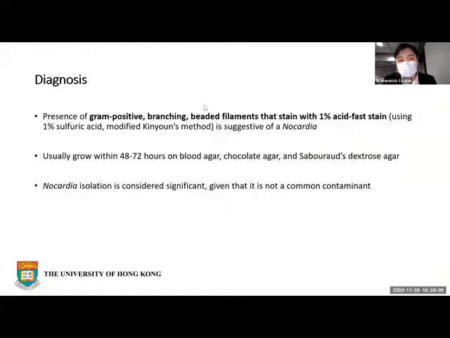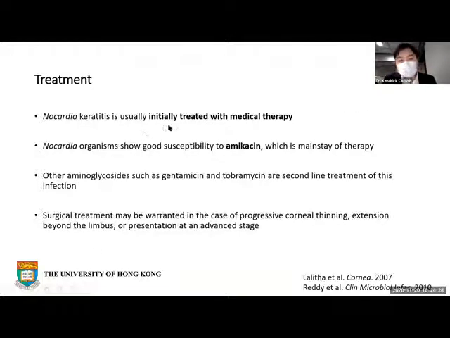The diagnosis, if you do have it, is gram-positive branching beaded filaments that stain with 1% acid-fast stain. But if you culture them in blood agar, chocolate agar, or Sabouraud dextrose agar, they can grow usually within 3 days. And if you isolate it, this is usually clinically significant. So in terms of treatment, again, it's initially with medical therapy, and again, amikacin is the treatment of choice. Some of the second-line therapies may be effective as well. But surgical treatment is usually warranted in progressive thinning, extension beyond the limbus, or presenting at an advanced stage.